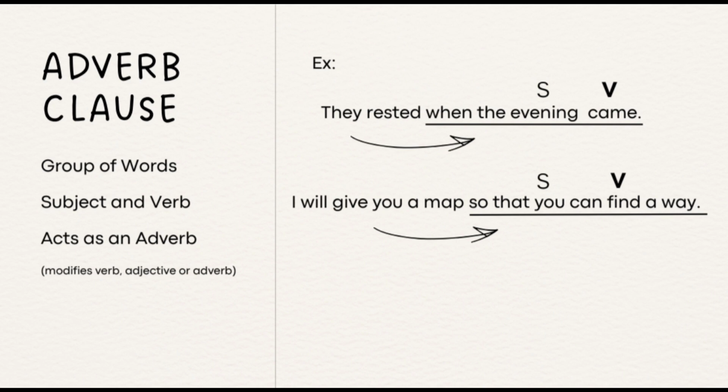So let's look at another example. I will give you a map so that you can find a way here. So that you can find a way is a clause, as it has a subject and a verb, and is describing the act of giving, which is a verb. So basically, this clause does the work of an adverb.